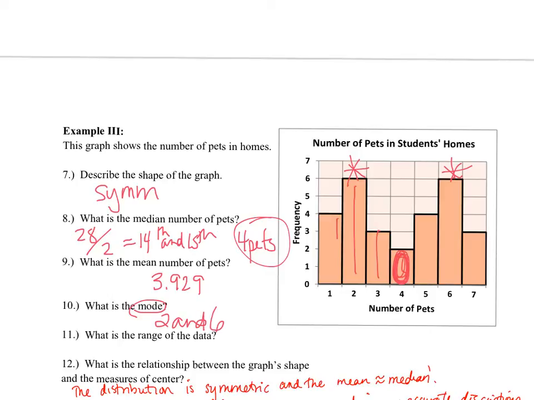And to get my range, again I do high score minus the low score. Now this is not high frequency minus low frequency, this is high score, which would be 7 pets minus 1 pet, which is 6 pets.